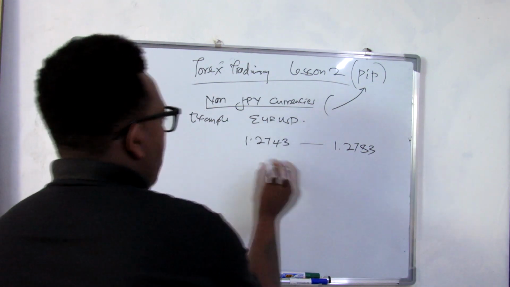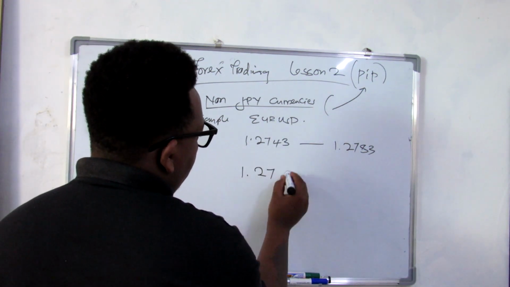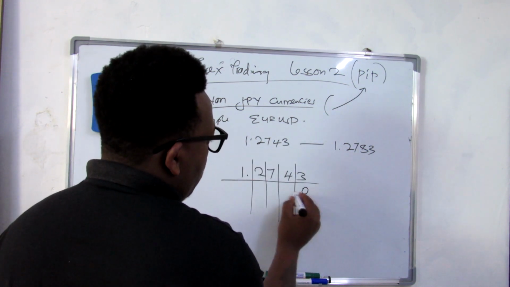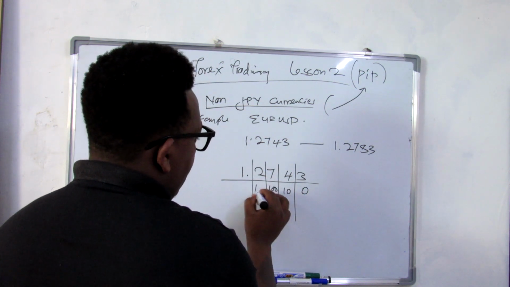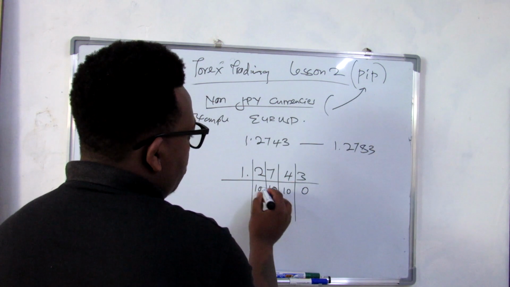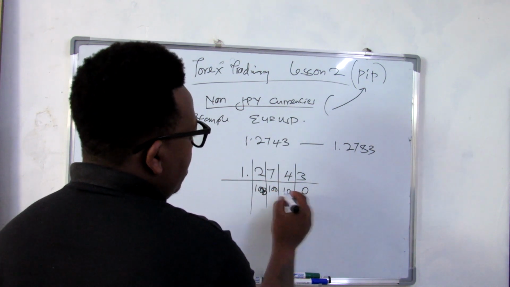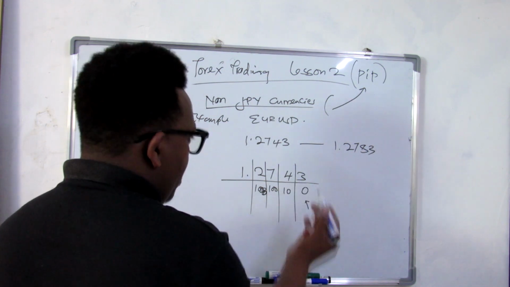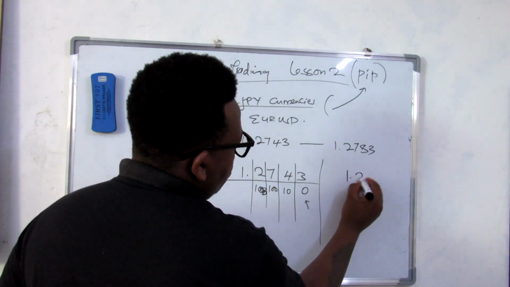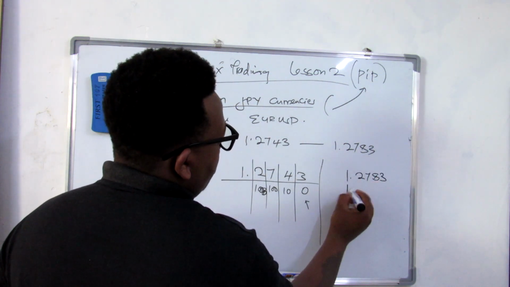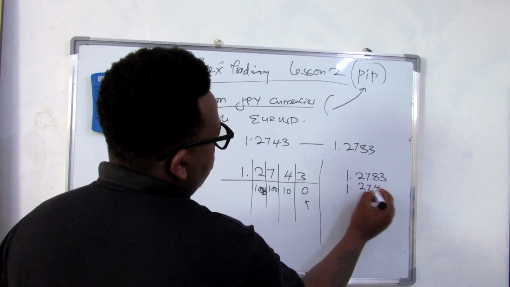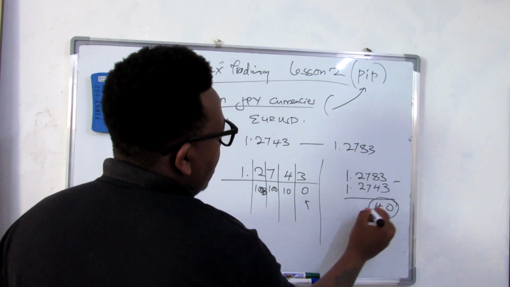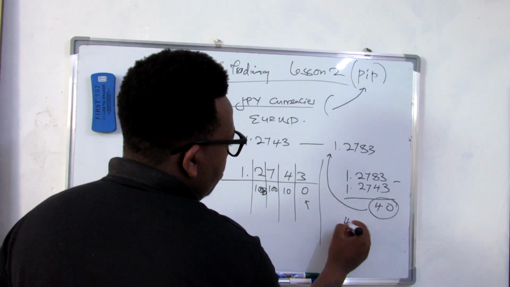So this is what you normally do. You count, for example, you put it like that, then you split it like that. So this one is usually 1, this one is 10, 100, 1,000. So that's how you put those decimal places. So for instance, if you subtract this one and this one, you get a 0. Let me just put it this way. We have 1.2783. You subtract 1.2743. So this is 0, this is 4. So technically, this market just moved 40 pips.